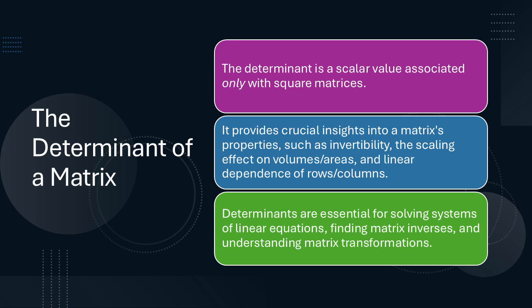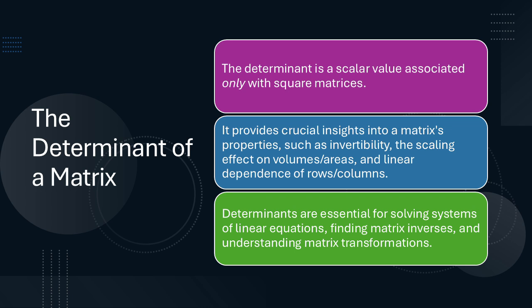Well, imagine you have a system of linear equations, each representing a constraint or relationship between variables. You can represent these equations in matrix form, and the determinant of that matrix tells you if the system has a unique solution. So a non-zero determinant means we can find a unique solution. But a zero determinant means either there are no solutions or infinitely many solutions. It's like the determinant is telling us whether the system of equations makes sense or is contradictory.